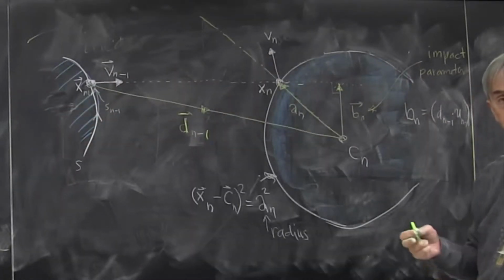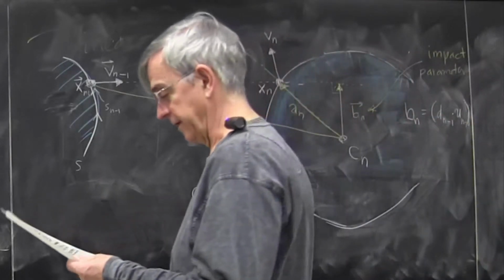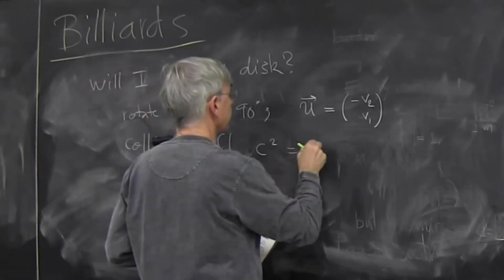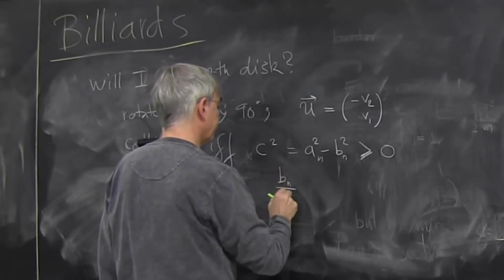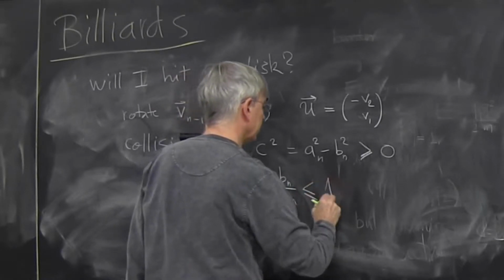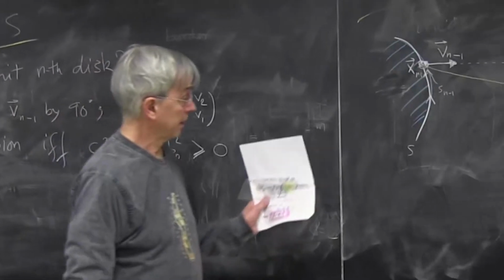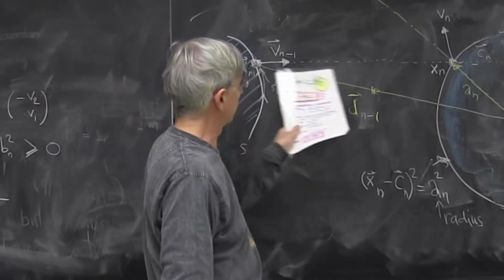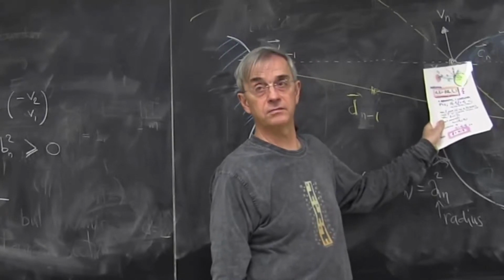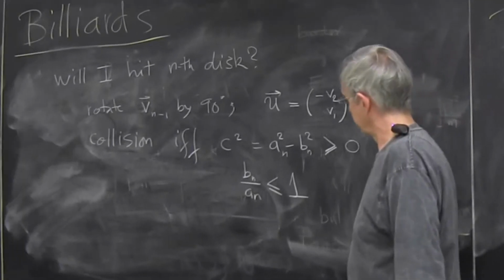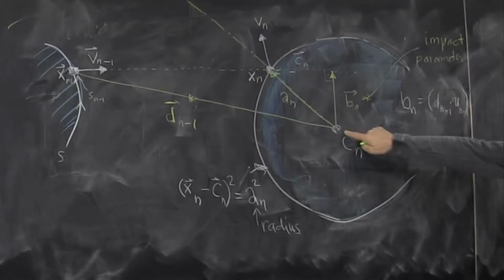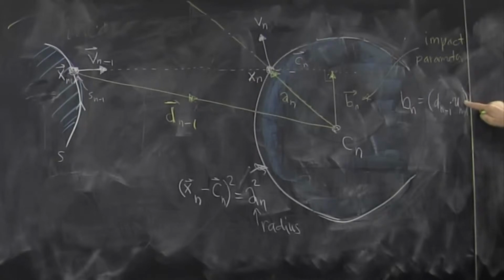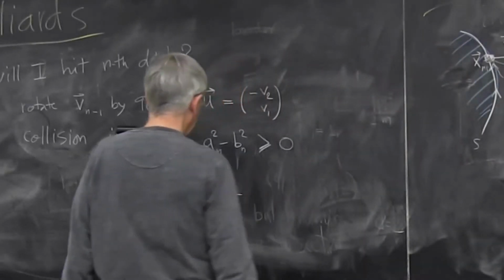Now, everything I write might be wrong, right? So I expect you to keep me honest. Collision happens if c squared, which is the difference of the radius minus the parameter, or you require that b_n over a_n is smaller than or equal to 1. So when you write your program, what do you do? You write a routine which computes the intersection of this line and the circle. Then you check whether b, computed from the information that you already have. You know the distance to the center and next center, and you know this 90-degree rotated velocity. You just have to check whether it's smaller or equal to 1.